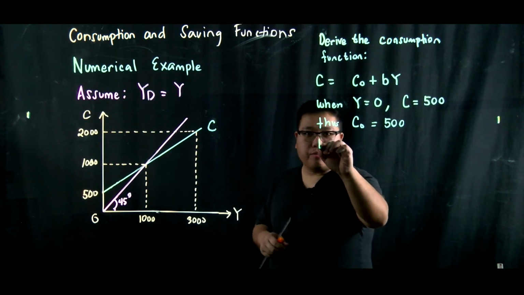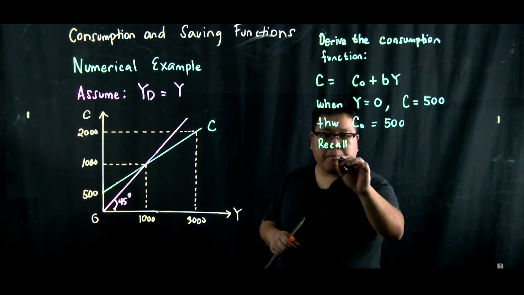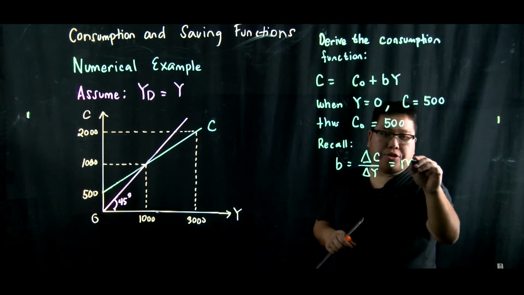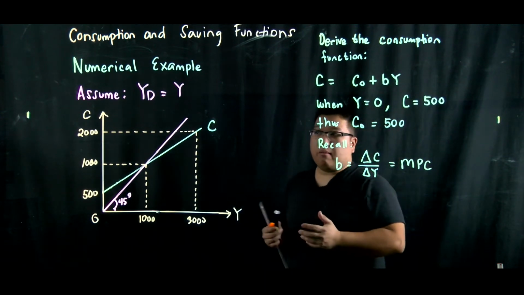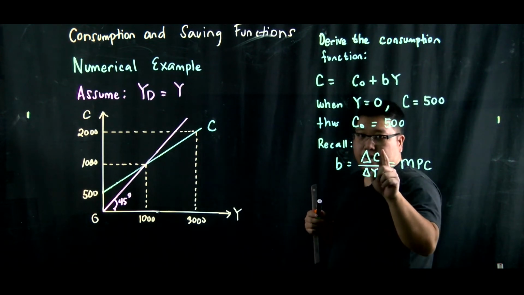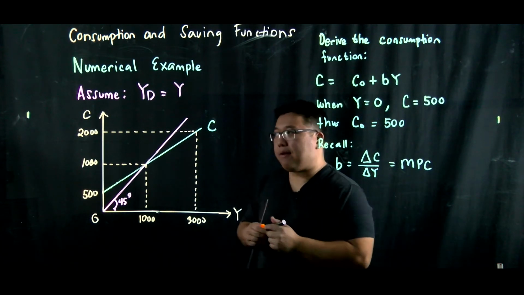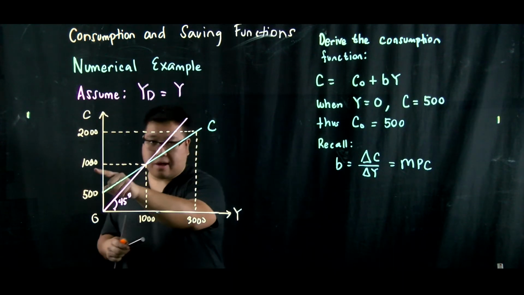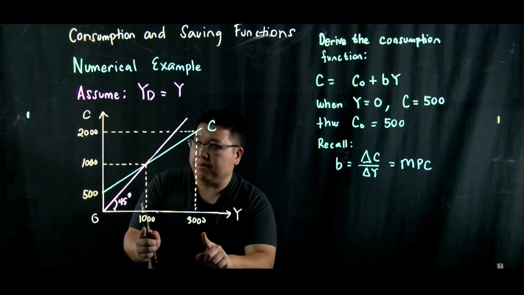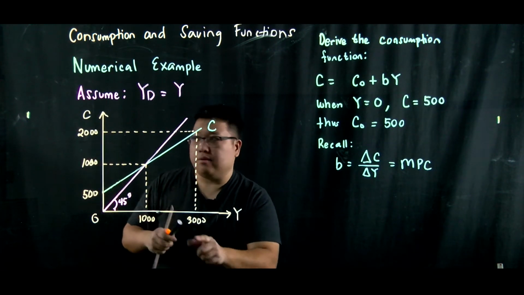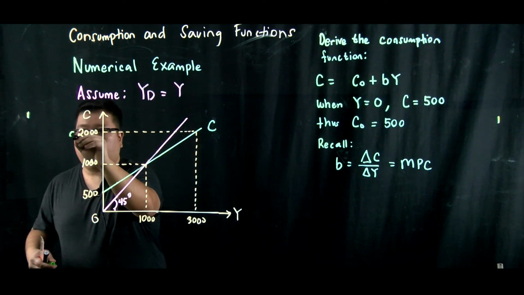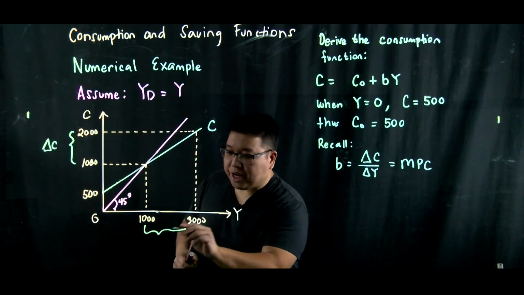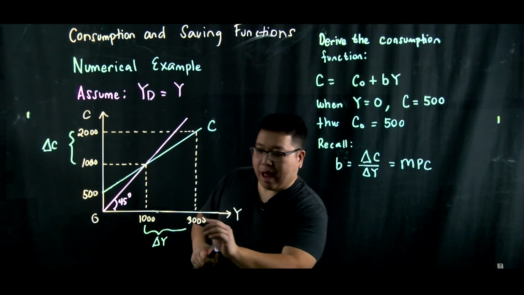Remember, by definition, B is equal to change in C over change in Y, and this is our marginal propensity to consume. Well, we have the information that we need to find change in C over change in Y. Let's look at the graph again. So when income is 1,000, consumption is 1,000. If income increases to 3,000, consumption increases to what? 2,000. So we can say the following, that our change in C is given by the difference between 2,000 and 1,000, and our change in Y is given by the difference between 3,000 and 1,000.